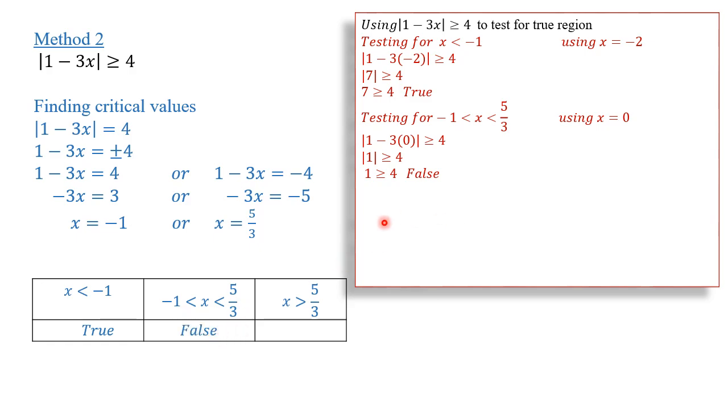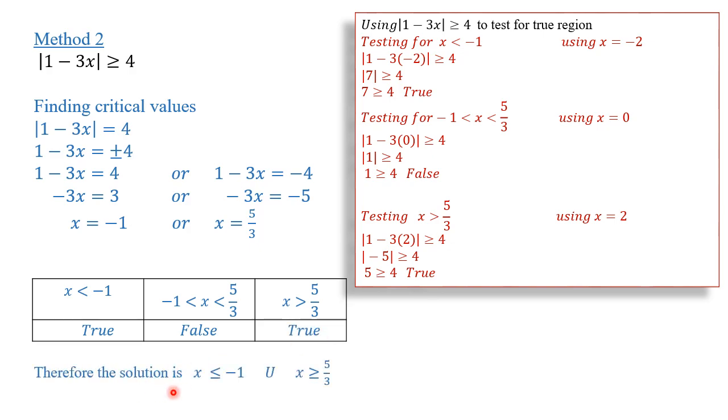Then we test the last region, which is x greater than 5 over 3. We need a number greater than 5 over 3. We are going to use 2. So we are going to have modulus of minus 5 greater than or equal to 4. The modulus will just remove the negative, and we are going to have 5 greater than or equal to 4. This makes our last region true. So the solution set that we have is x less than or equal to minus 1 union x greater than or equal to 5 over 3.